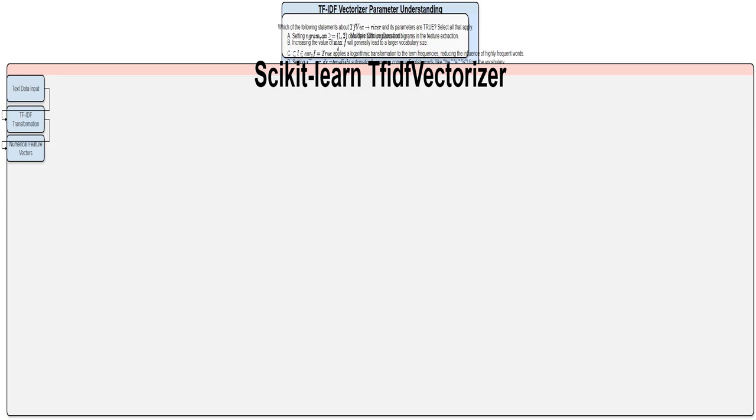I see this as the core process. We're taking text data and converting it into numbers using a method called TF-IDF. Think of it like translating words into a language computers understand. TF-IDF stands for term frequency inverse document frequency, and it calculates how important each word is in a document compared to the entire collection of documents.